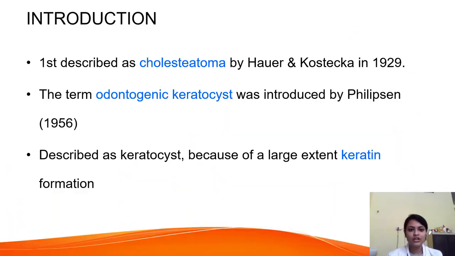First, we'll come to the introduction. It was first described as cholesteatoma by Hauer and Kosteka in 1929. Later, it was termed odontogenic keratocyst by Philipsen in 1956. It is described as keratocyst because of a large extent of keratin formation. Because of this large extent of keratin only, it has been termed odontogenic keratocyst.